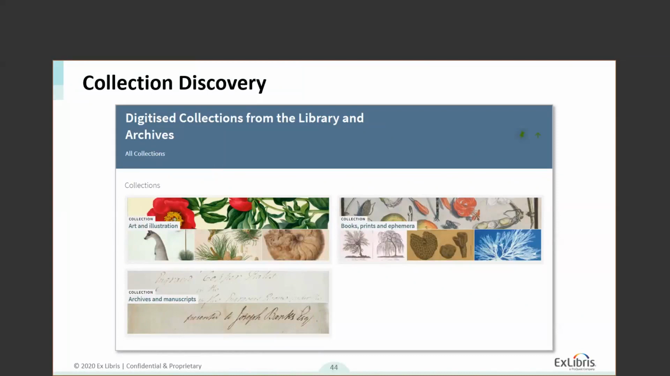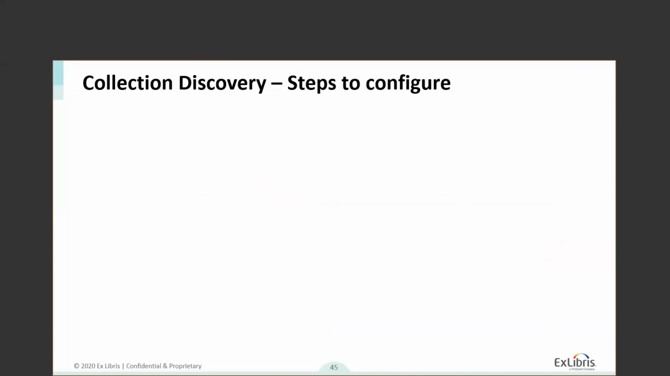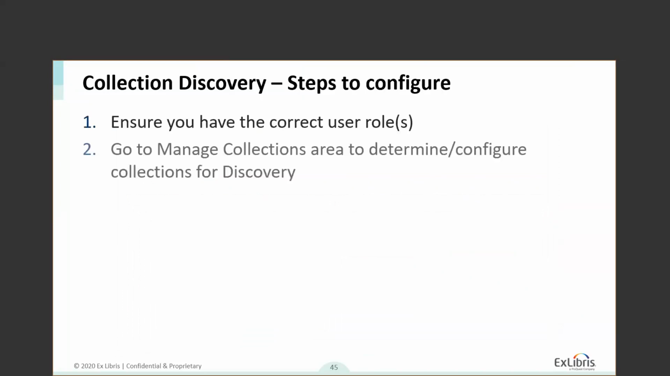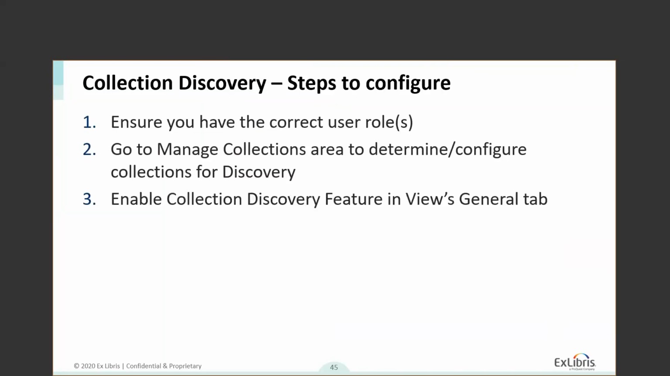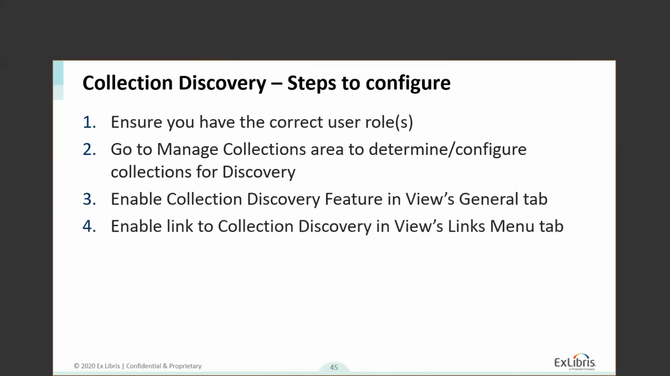I think you can also use Rosetta with it if you have a Rosetta subscription. So you can show thumbnails from your actual images if you are storing the digital objects in Alma. But if you're not, you can use bib records and you can make it look pretty with thumbnails and images. So for this, you need to make sure that you have the correct user role. You'll need to go into the Manage Collections area and you'll need to, again, decide on what collections and subcollections you're going to set up. And then enable it in the View again, and in the General tab.